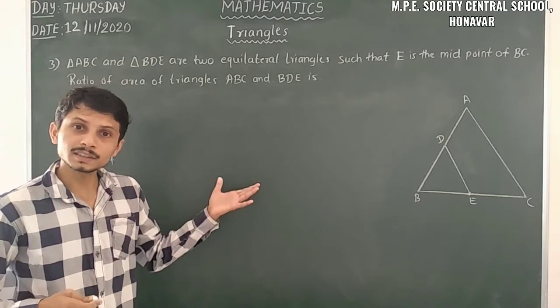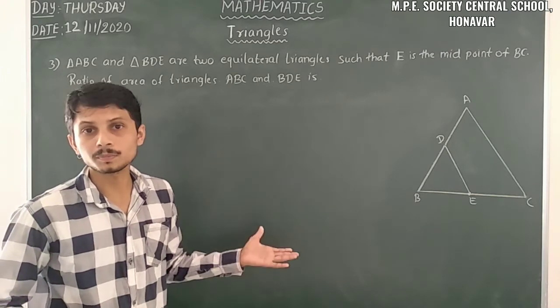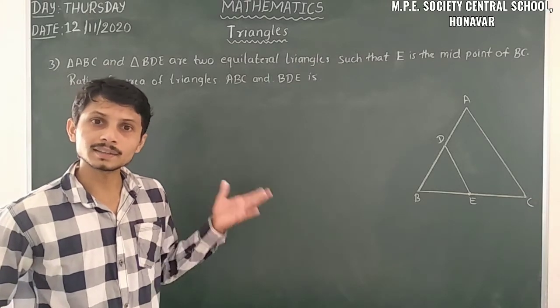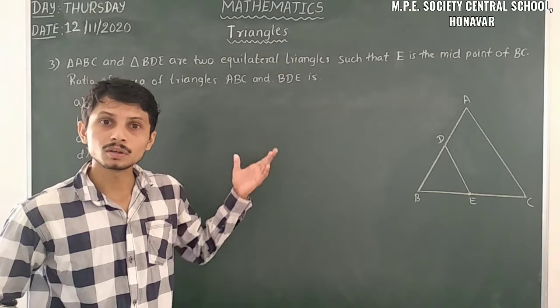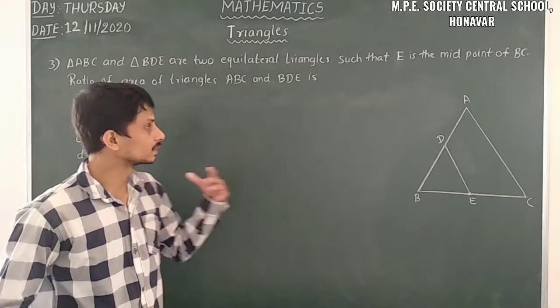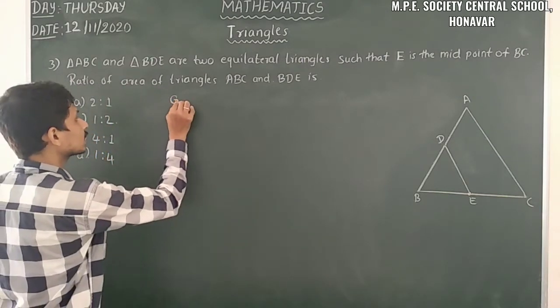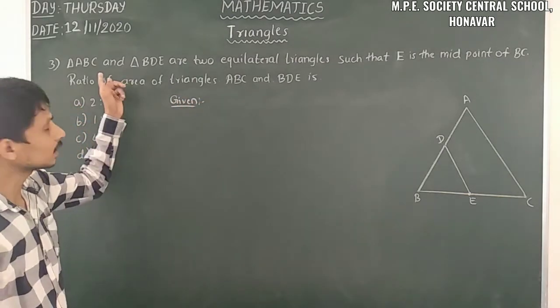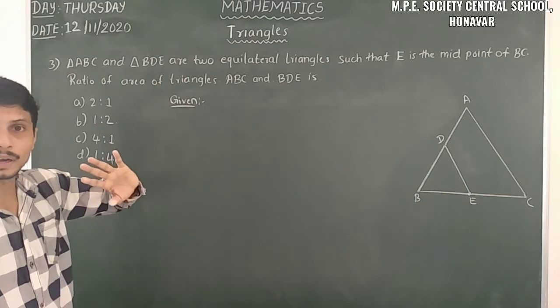Here, if it is a 3 marks, 2 marks or 5 marks question, at that time you have to write in detail. So firstly, let us take the given. What are the given terms? We have to write. Here it is given that triangle ABC and triangle BDE are equilateral triangles.